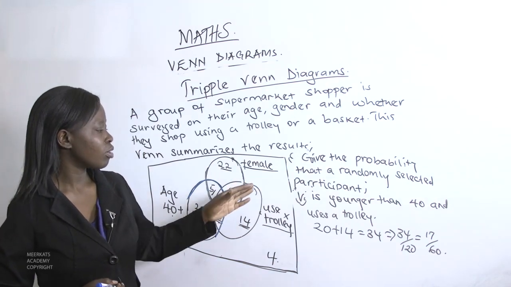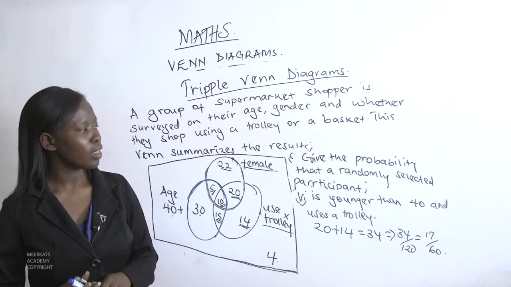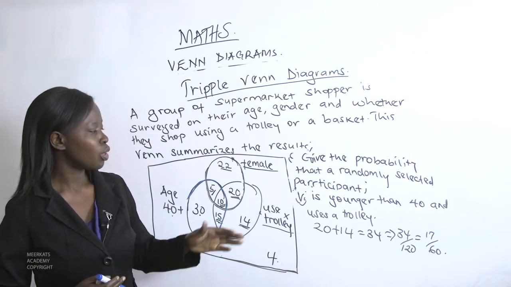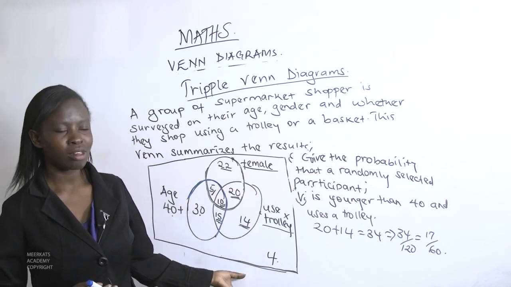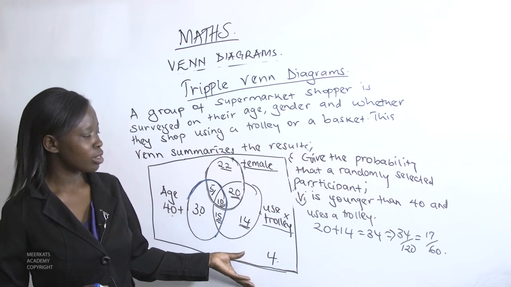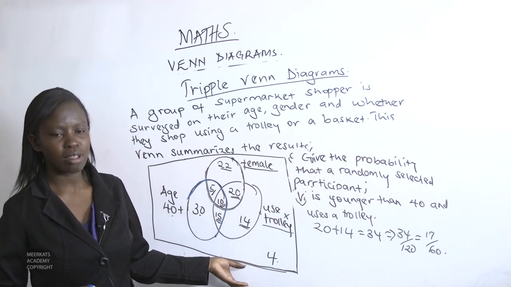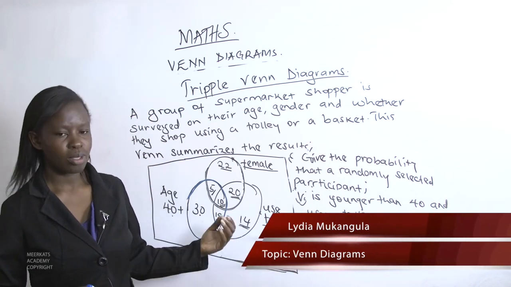Using this Venn diagram, it is very important that when the data has been collected, we use the Venn diagram in order to interpret whatever information we have. The Venn diagram will just help us in summarizing whatever information has been collected from the field.